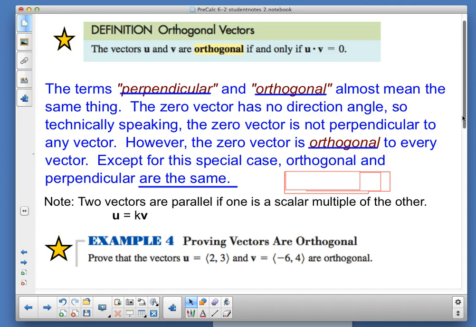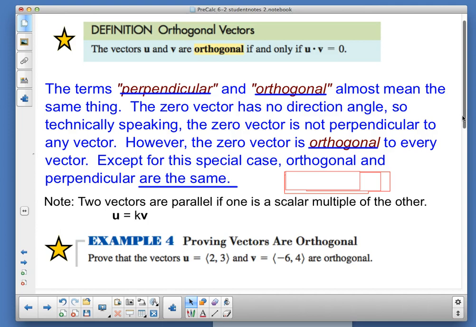Except for this special case, orthogonal and perpendicular are the same. So we don't consider the 0 vector perpendicular to anything, but it's orthogonal to everything, and it's because the 0 vector has 0 direction. As soon as we do a dot product with it, then we can prove orthogonality because the dot product is 0. And that's what they're getting at.